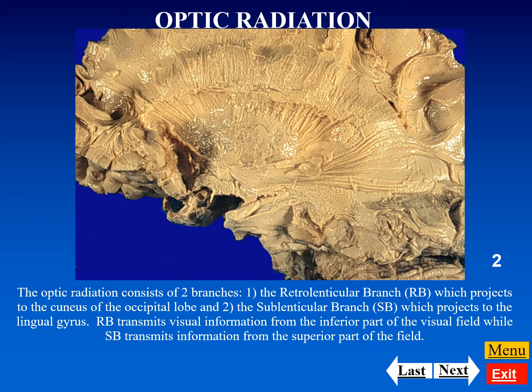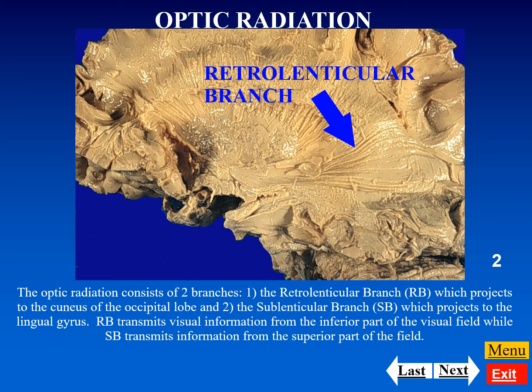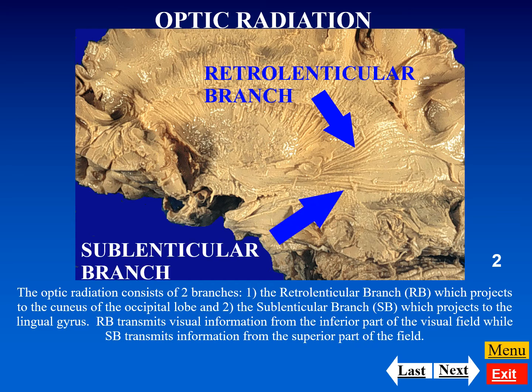The optic radiation can be further subdivided into two branches. The retrolenticular branch, which terminates in the cuneus of the occipital lobe, and the sublenticular branch, also known as the Meyer's loop, that projects to the lingual gyrus of the visual cortex.